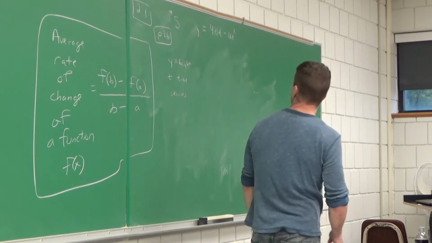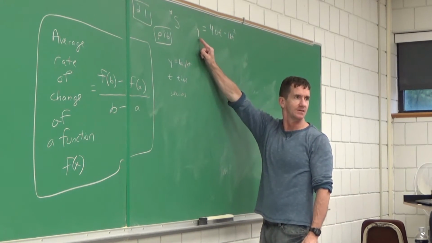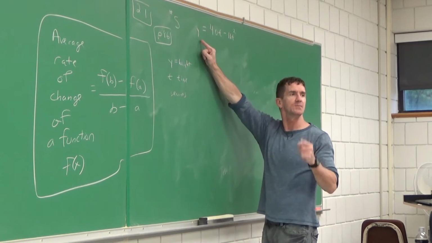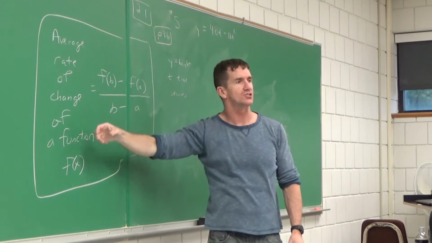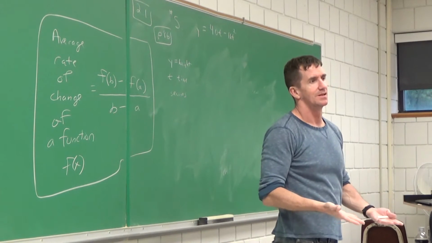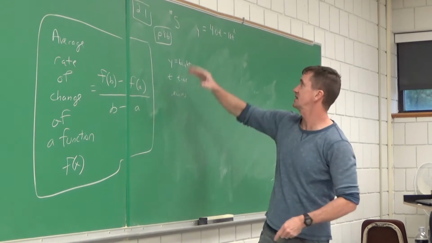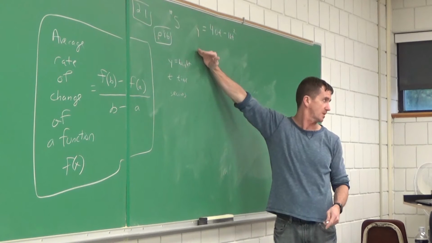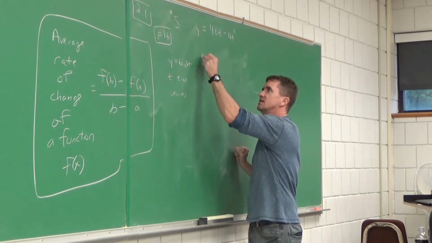Okay. Well, this is height, right? This is height. And they said, give me the average velocity. Well, that's the average rate of change of the function. Guess what the average rate of change of position is? That is velocity. Do you follow me? So I think that's important just to know that. We're going to find the average rate of change of the position with respect to time.